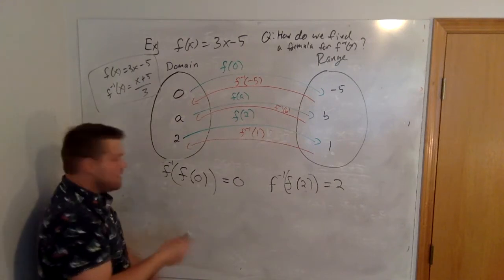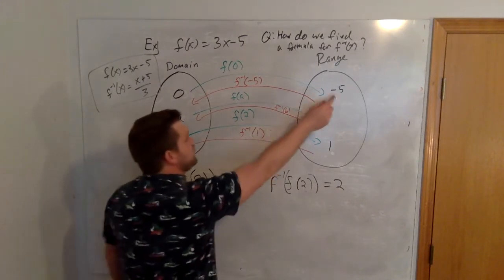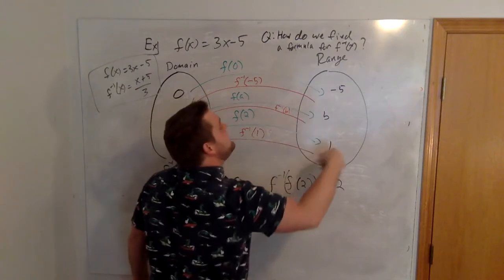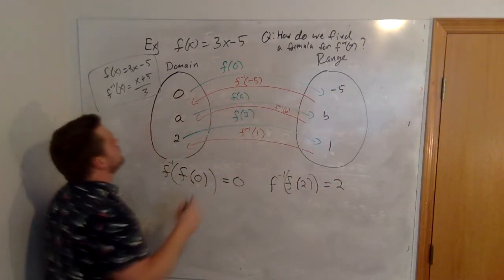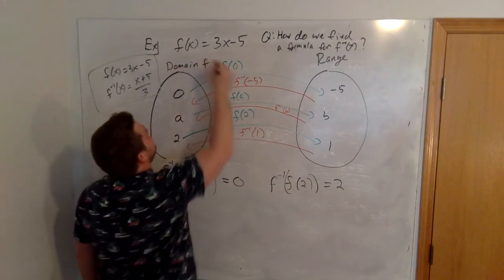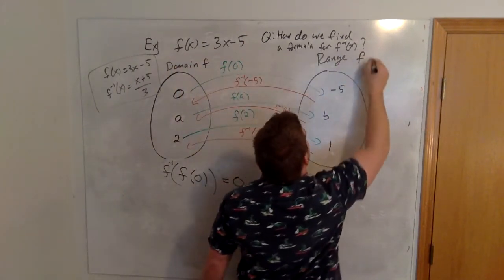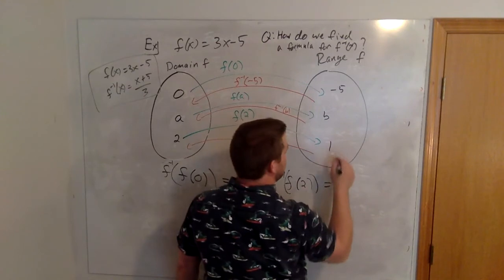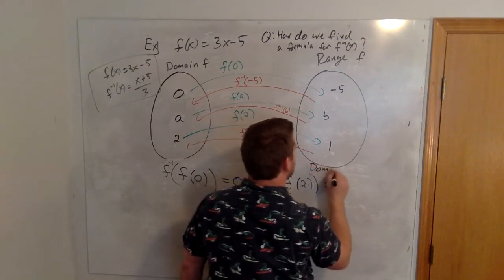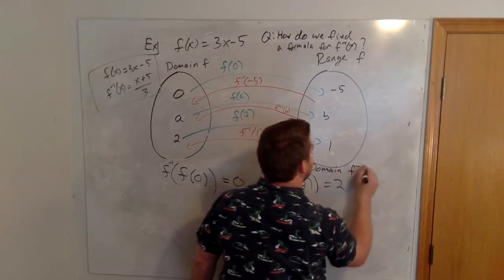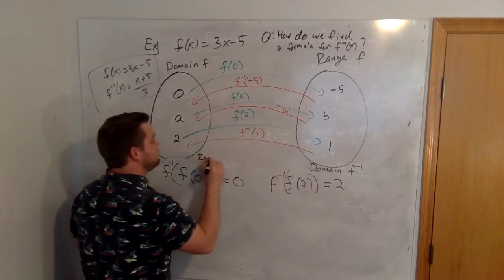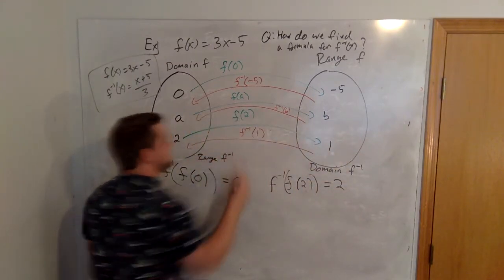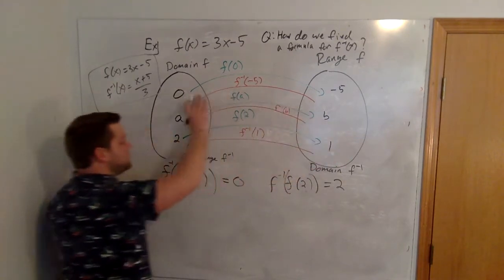Also, let's say we do it the other way. Let's say we start in the range. This would now be the domain of f inverse. So I should write this. This is domain f. This is range f. This is the domain of f inverse. This is what I plug into the inverse. And this would now be the range of f inverse, since I'm starting here and getting mapped here.